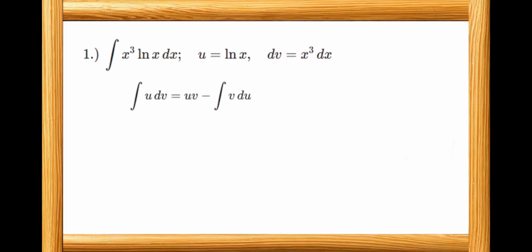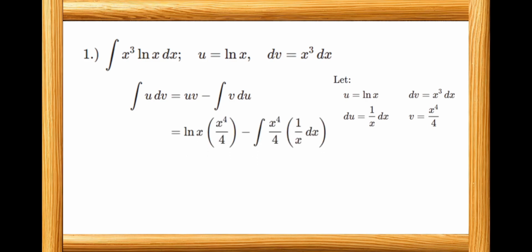In the first problem, we have the integral of x cubed ln x dx, where u equals ln x and dv equals x cubed dx. In step 1, we need to identify that this requires integration by parts. Since we are multiplying two different types of functions, we use the formula: the integral of u dv equals uv minus the integral of v du. In step 2, we need to assign the values for du and v.